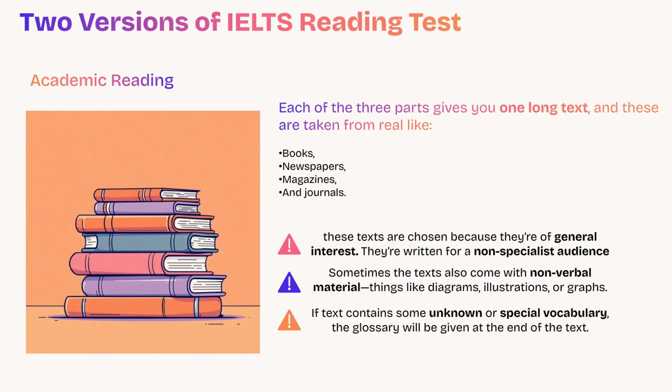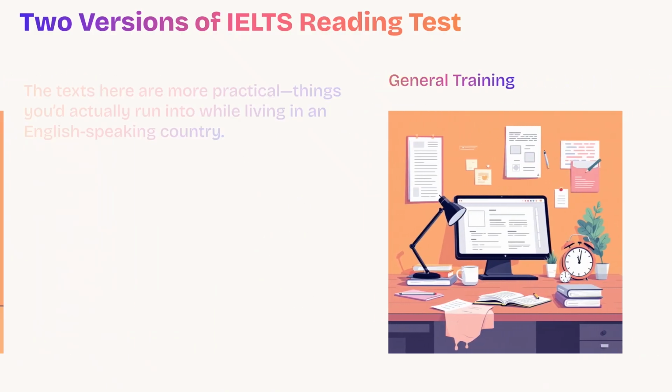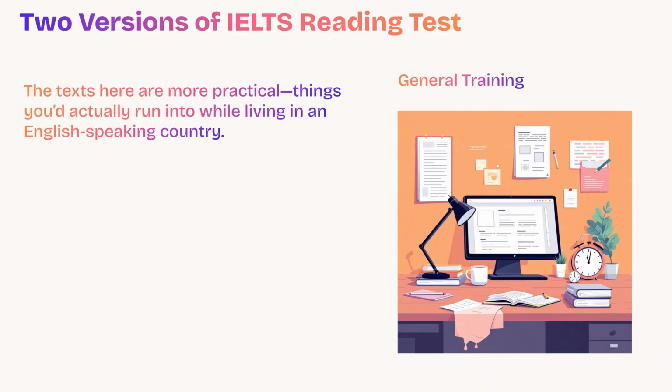And if a passage includes some tricky or technical words, IELTS has your back. They will provide a glossary at the end to explain what those special terms mean. So, in short, the academic reading test gives you serious real-world texts, but they are designed to be challenging without being impossible. Okay, good. Now let's talk about the general training reading test. The texts here are more practical, things you would actually run into while living in an English-speaking country.